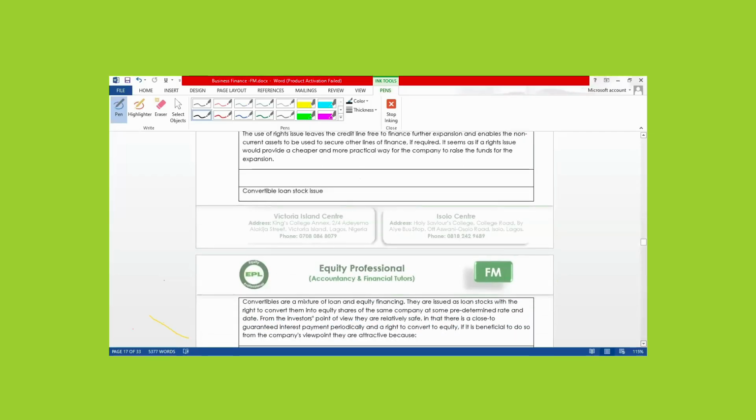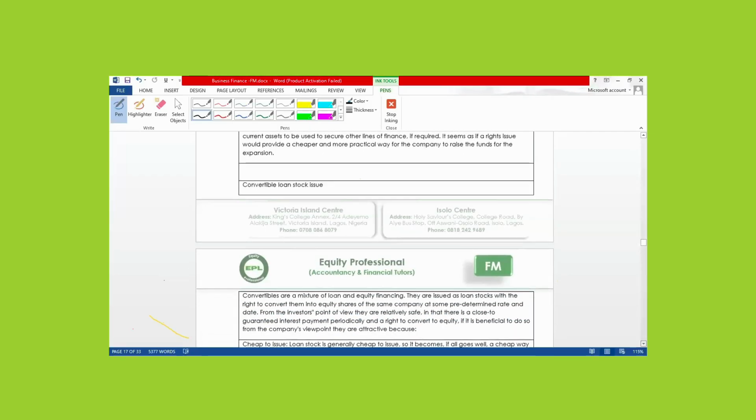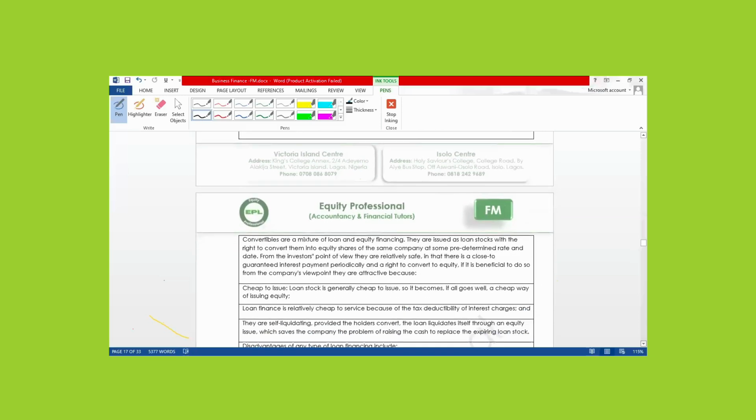Convertible loan. Convertible loan or convertibles are a mixture of loan and equity financing.